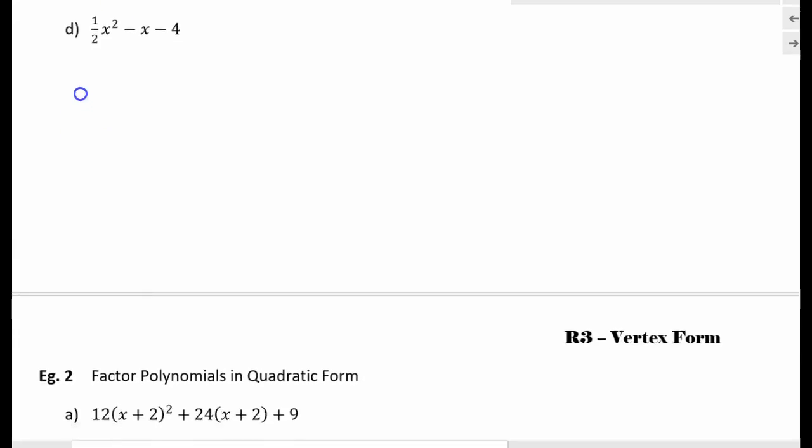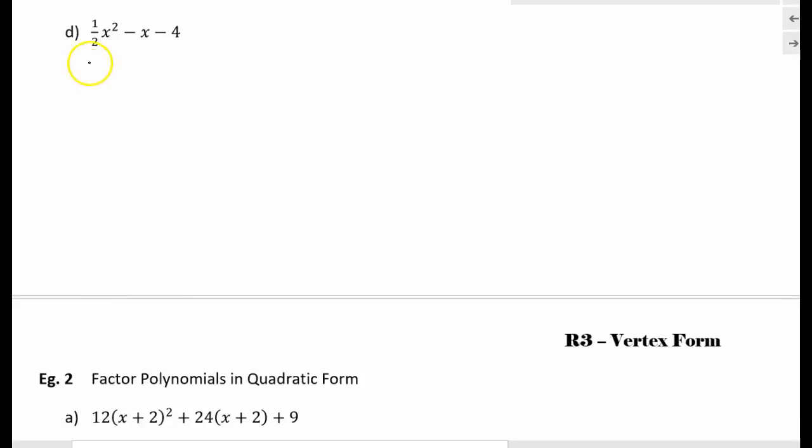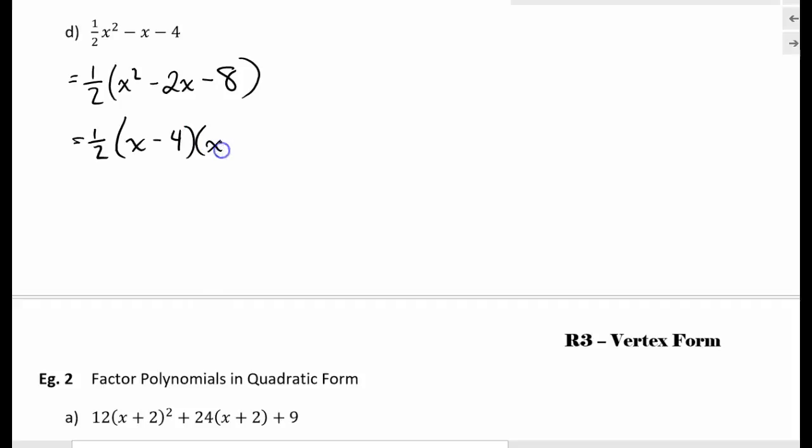Okay, so let's try this one, factoring out a half. We're left with x squared minus 2x minus 8. Again, simple polynomial from there. We end up with x minus 4, x plus 2.